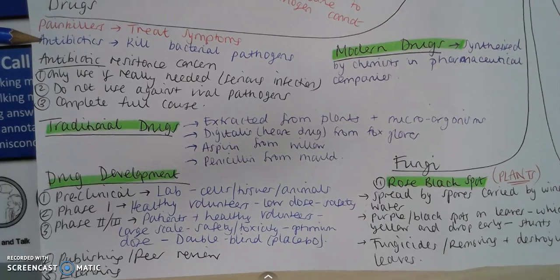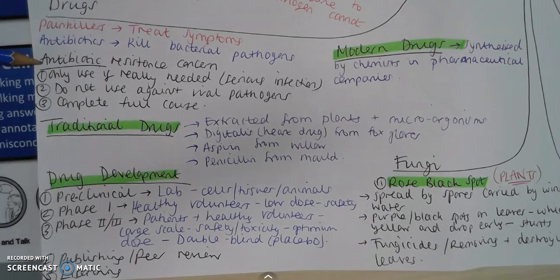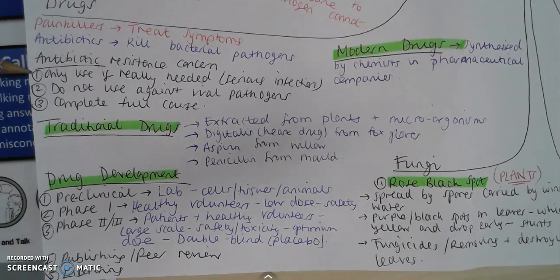Antibiotics actually kill bacterial pathogens, but the key thing with those is it's only bacteria that they will work against. With antibiotics, we've obviously got this concern of the fact that bacteria are becoming resistant to them. So there's a few rules for using them, in that you should only use them if they're really needed, so it's an actual serious infection that warrants antibiotics. Don't use them against viral infections because they just won't work, and you must complete the full course.